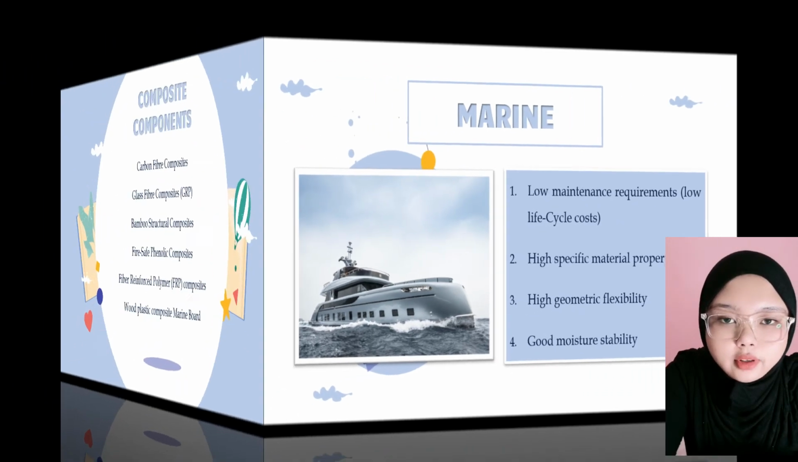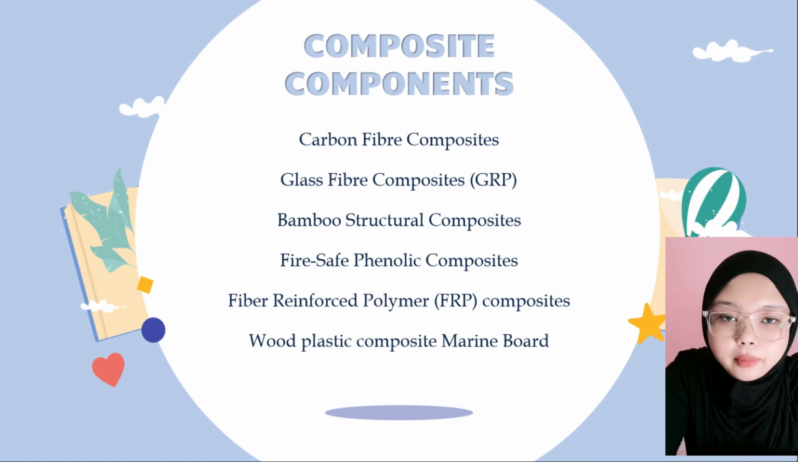There are several composite components in a marine application. The first one is carbon fiber composites. Usually, carbon fiber is combined with other materials to form the composite. For example, combination with a plastic resin and molded it to form carbon fiber reinforced plastic, which has a very high strength to weight ratio and is extremely rigid although somewhat brittle.